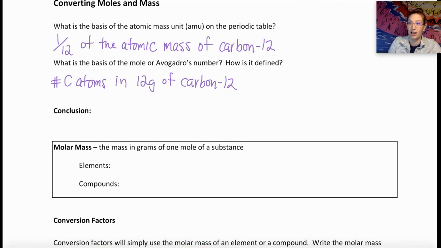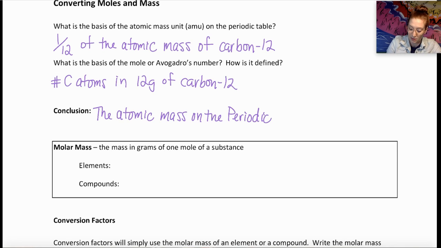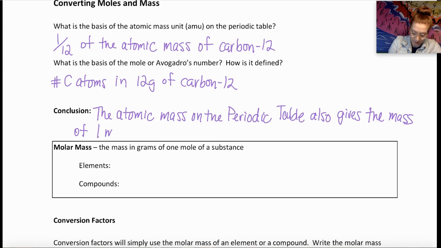conclusion. Okay, and that is that the atomic mass on the periodic table also gives the mass of 1 mole of an element, but this time the unit is in grams.